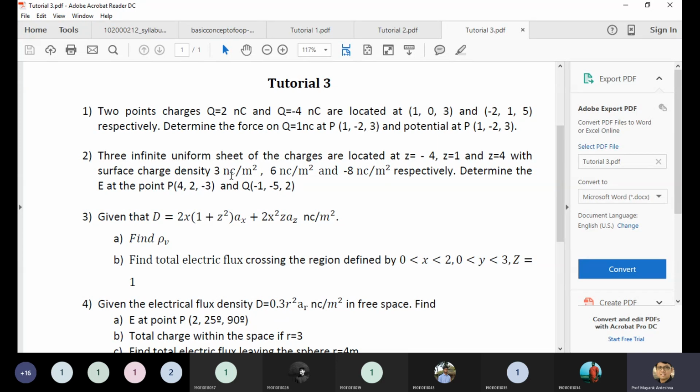Three different surfaces have different locations, -4, 1 and 4, and different surface charge densities, 3 nanocoulomb, 6 nanocoulomb, -8 nanocoulomb. What you have to find out? We are not interested in finding the surface charge density of the three surfaces, but we are interested in finding the electric field intensity at some other locations. The locations given are 4, 2 and -3, and the second location is -1, -5 and 2. So how can you solve it?